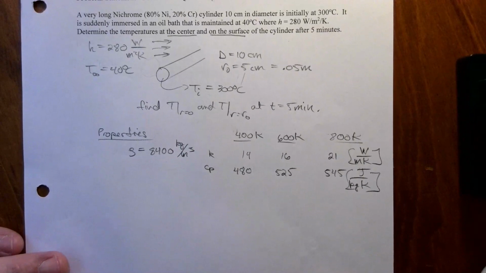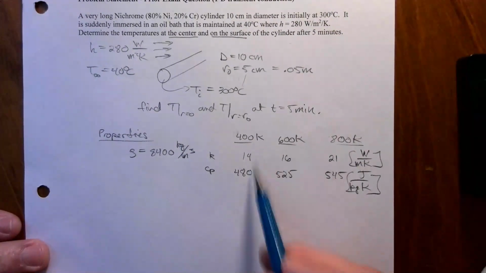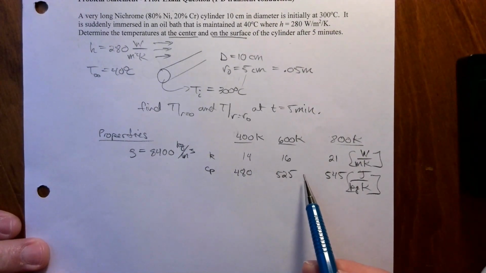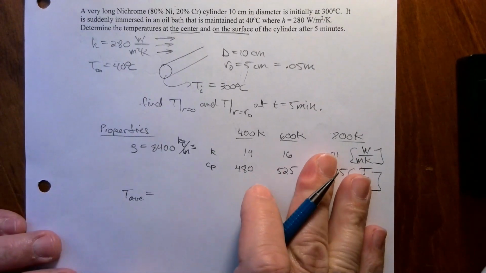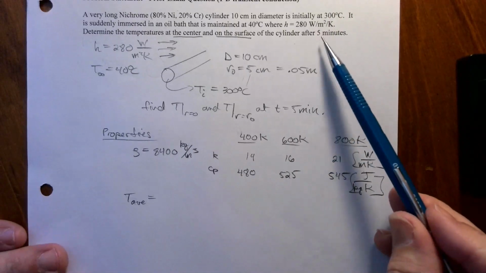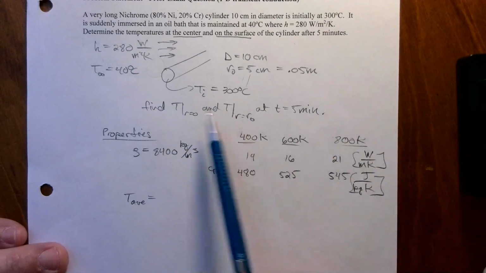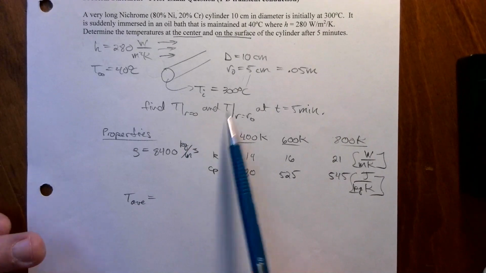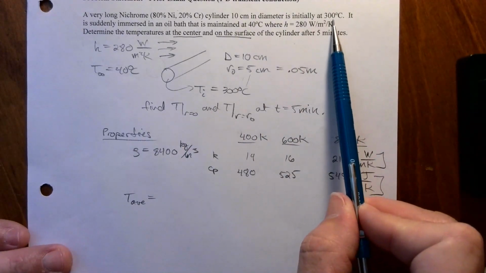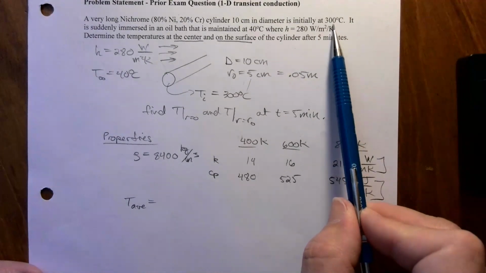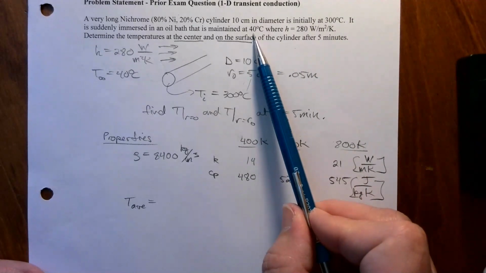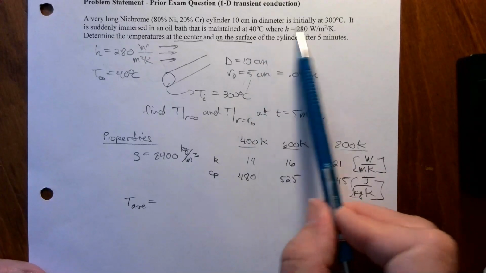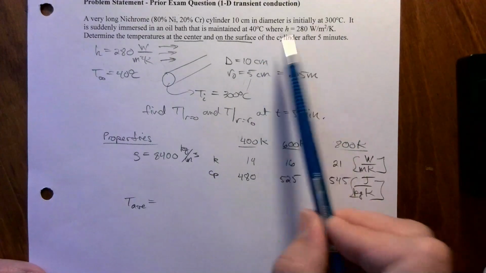Okay, so we need to figure out what would be the appropriate temperature to estimate these properties at, right? So we're going to use T average. Unfortunately, after 5 minutes, we don't know what the temperature is going to be. That's what it's asking for. We do know that the temperature is going to start to drop. It's going to be somewhere between 300, and it will never get lower than 400. So just to have some type of inclusion, we're just going to have to make an average between these two. We don't have another number.